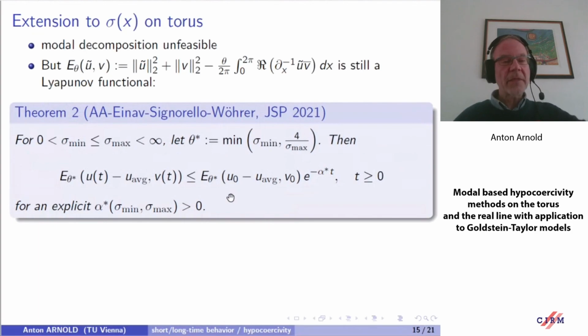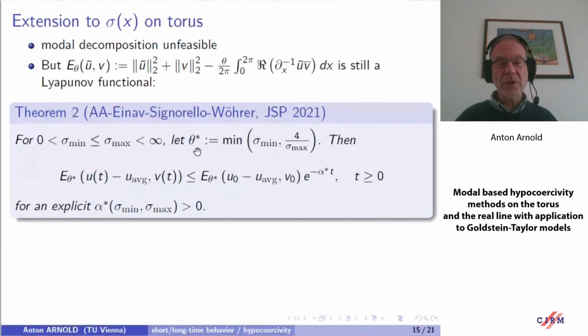So now let me briefly show you the interesting extension when the relaxation constant is x-dependent. The unpleasant situation is, of course, that a modal decomposition doesn't work anymore when you have space-dependent coefficients, but still the Lyapunov functional that I've shown you before with this antiderivative can still be used. I will not show you the estimates because they are rather technical, but here's the result. With this same Lyapunov functional, you can get an explicit decay rate.